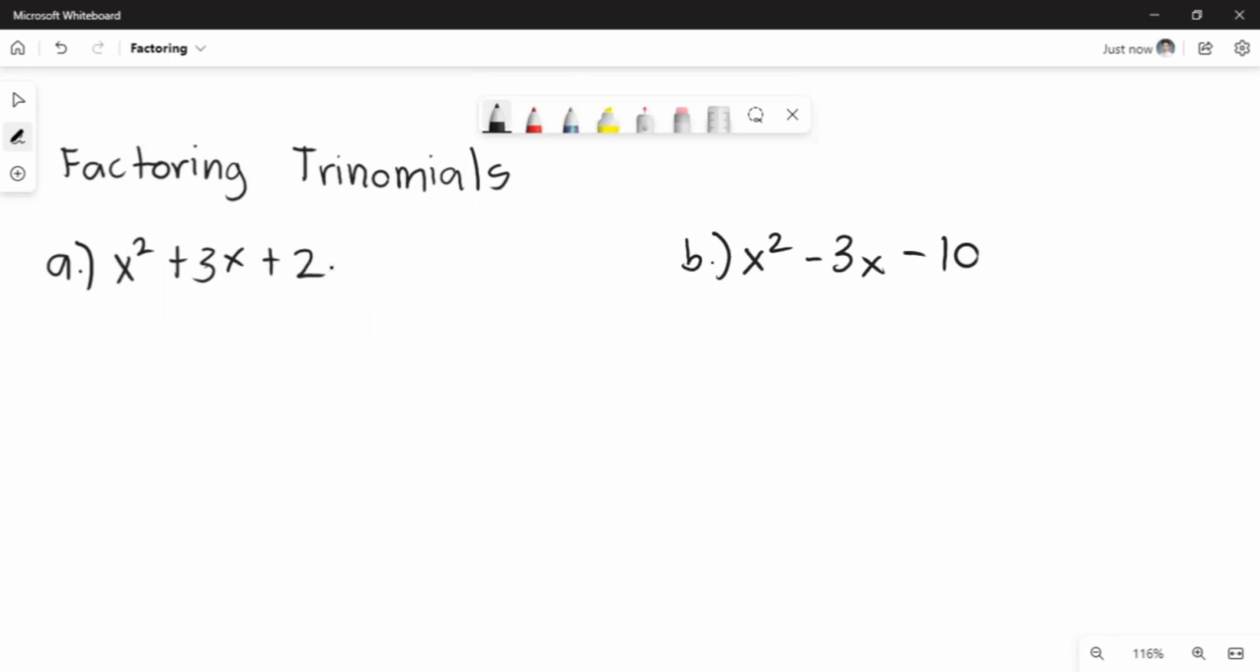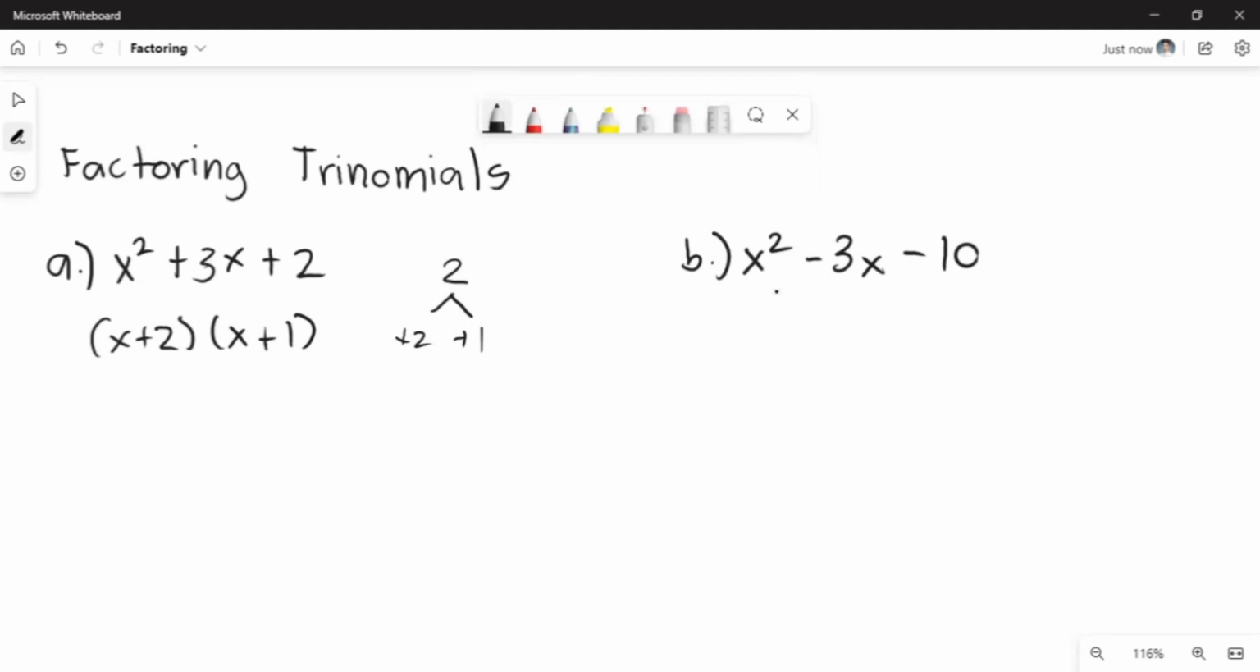So our last term is 2. We will find a factor of 2 that will give us a sum of 3. What are the factors of 2 that will give us a sum of 3? Of course, that is positive 2 times positive 1. Okay? Therefore, the factored form of x squared plus 3x plus 2 is x plus 2 times x plus 1. That's it.